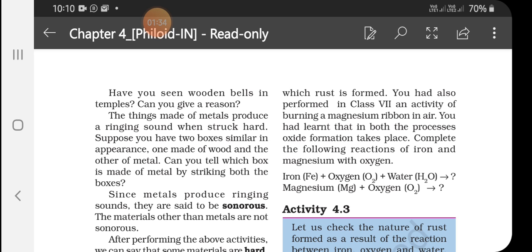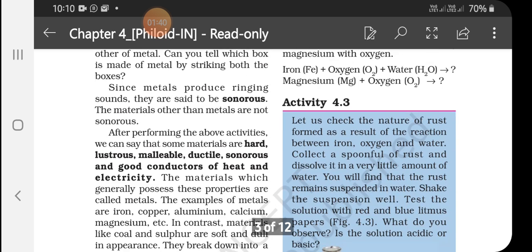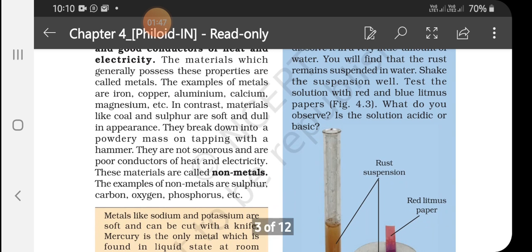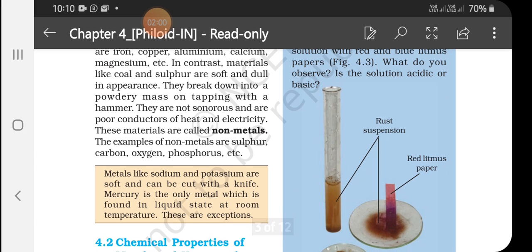Now we are going to test the nature of this rust. For this we have to perform one activity, activity 4.3. We are going to collect the rust and make a solution, and we will find that rust remains suspended in water because it does not completely dissolve. In the book the word given is suspension, not solution, because it is not completely dissolved.